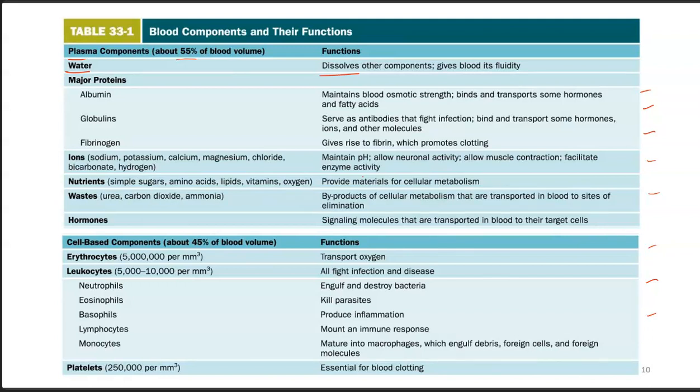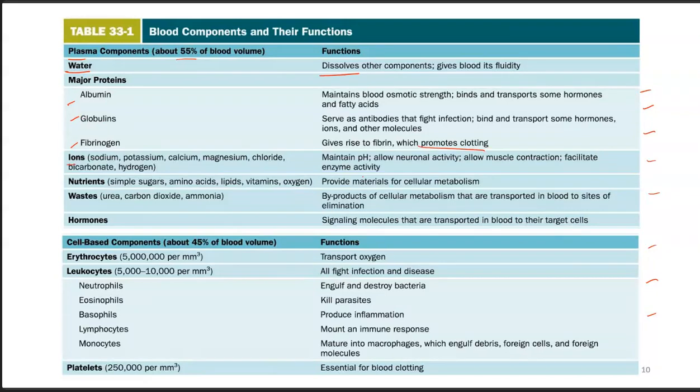And then you have the albumin, what is its function? To maintain blood osmotic strength, and bind and transport some hormones and fatty acids. Globulin serves as antibody that fights infection, and binds and transports some hormones, ions and other molecules. And then you have the fibrinogen that gives rise to fibrin, which promotes blood clotting. So these are the major proteins found in your blood plasma.